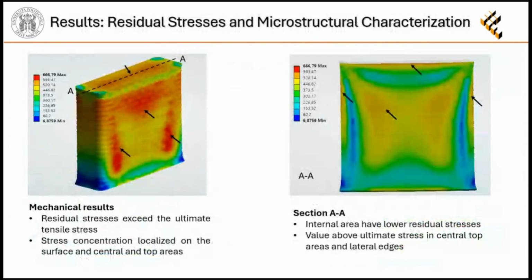From the residual stress results of the FEM, we can see that the stresses are focused on the center and on the top surface of the sample. And also from the cross section, we can see that the stresses are focused on the center and on the edges of the sample. And in many areas, the residual stress reaches the ultimate stress.